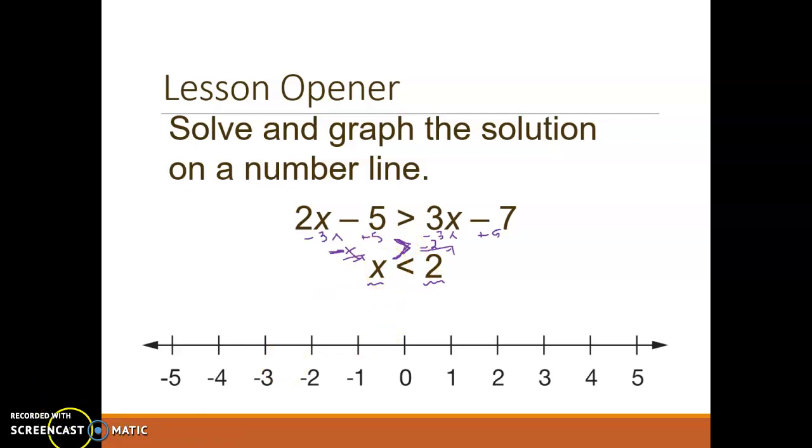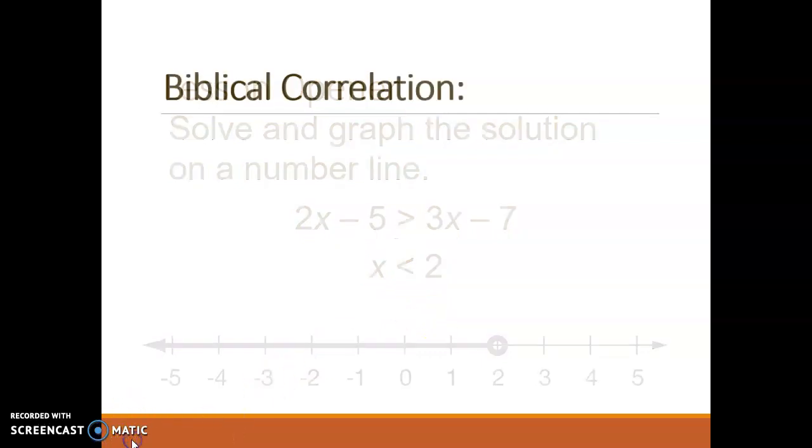Again, it doesn't say equal to 2, so an open circle on the 2. And less than goes to the left. If you're having a hard time, this kind of looks like an L sign, right? A little sideways L. Less than goes to the left.